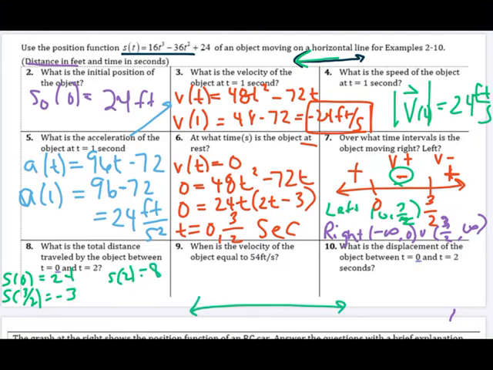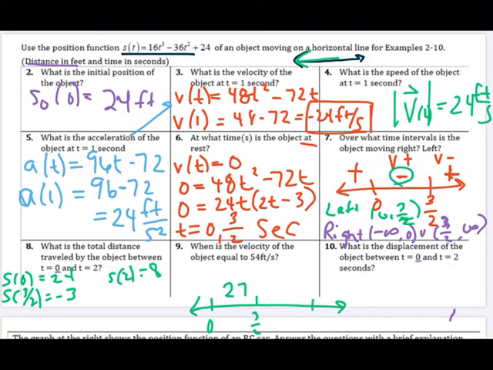So thinking about the total distance from 0 to 3 over 2, it has traveled from positive 24 to -3. What that means is it's gone 24 units, feet, to the left, and then 3 more feet to the left. So between 0 and 3 over 2, it's traveled 27 feet.